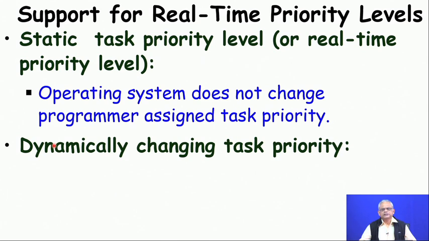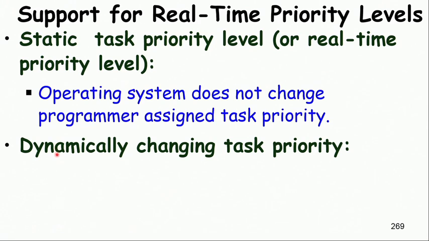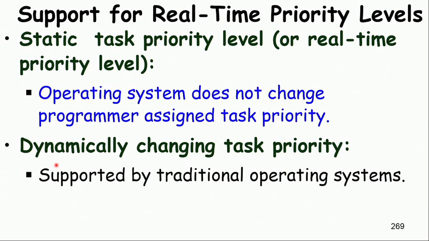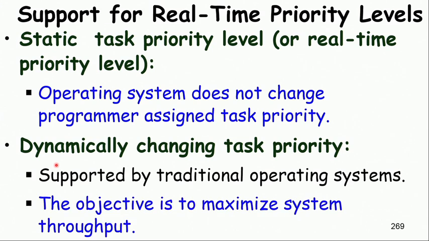We will see this in some detail in this lecture or possibly in the next lecture, that all traditional operating systems change the task priority after every time slice. The main reason is to enhance the throughput of the operating system.